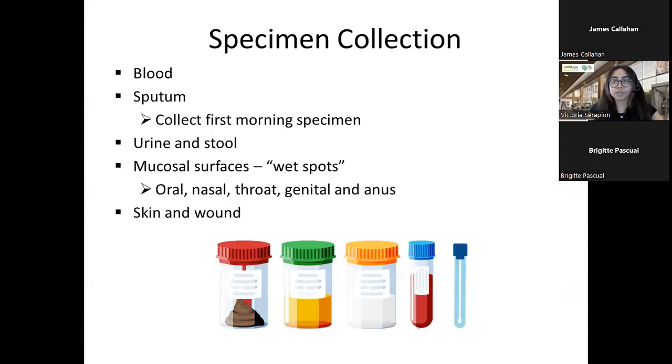So there are several specimens that can be collected in long-term care facilities, which include blood, sputum, urine, stool, mucosal surfaces, and skin and wound. However, for cultures specifically in long-term care, the most common collected tests are urine, stools, and swabs.